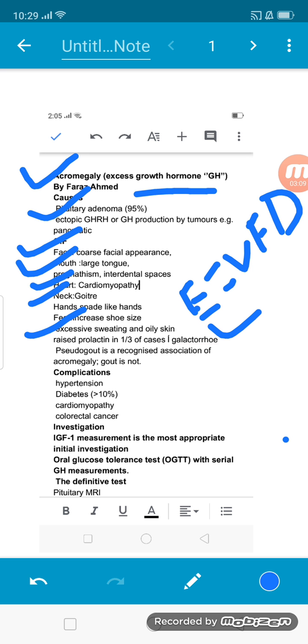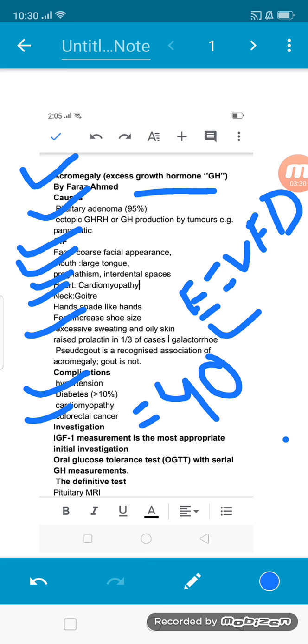The complications that you need to know are hypertension, because they increase the vessel size, and diabetes, because they cause insulin resistance. Also cardiomyopathy, as I mentioned before, and colorectal cancer. Because they tend to cause colorectal cancer, you have to do colorectal screening beginning from the age of 40 to exclude this cancer.